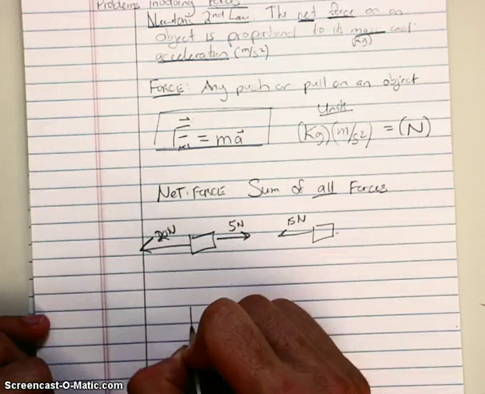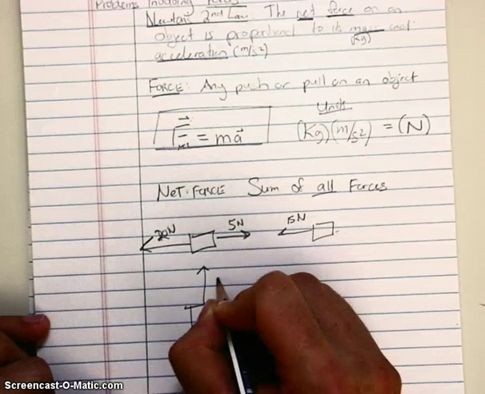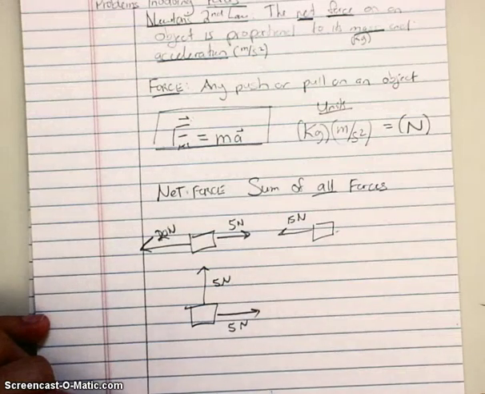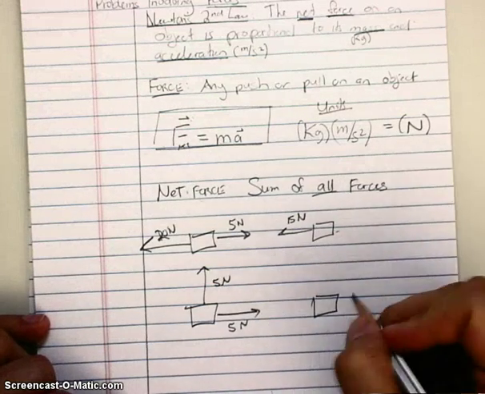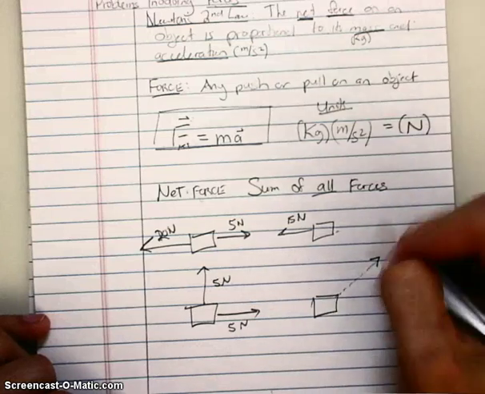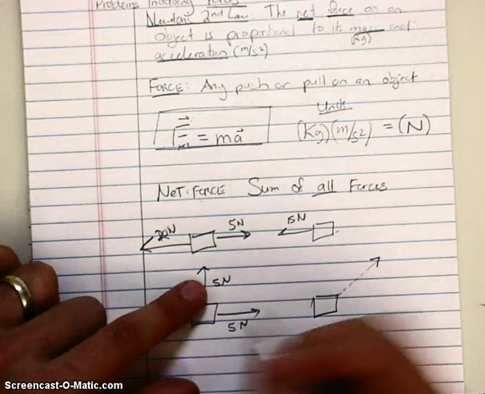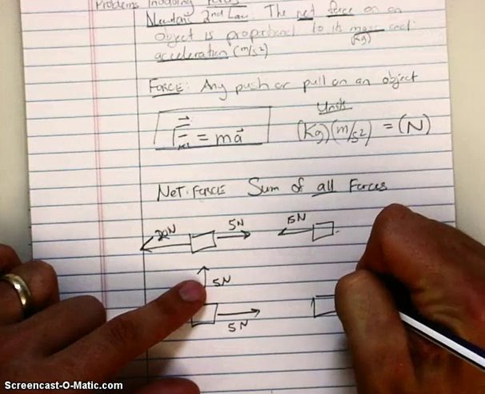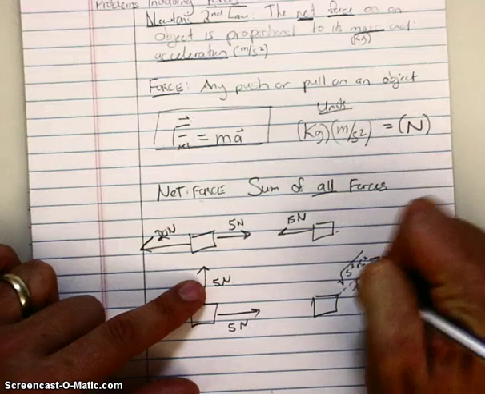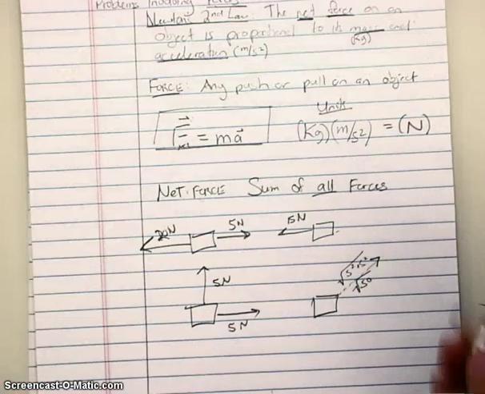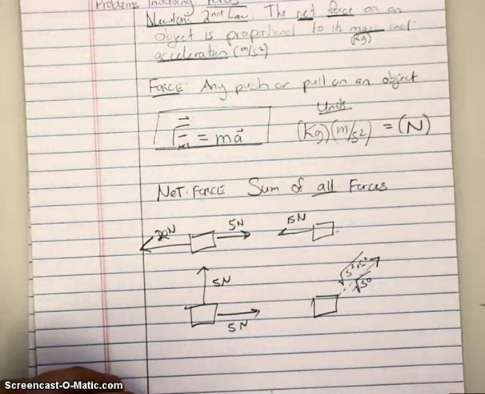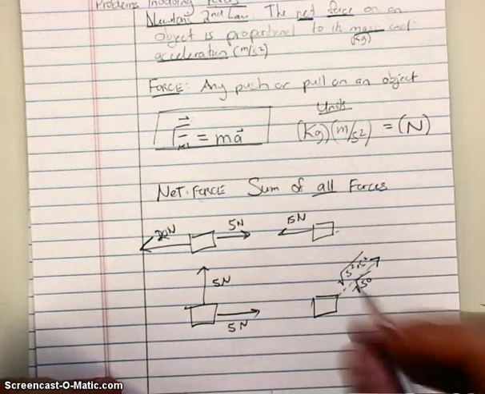Let's say down here in this example, we have a force of 5 newtons up and 5 newtons to the right. The net force is going to be the combination of these two forces, the resultant of 5 and 5. So this is the square root of 5 squared plus 5 squared, which is the square root of 50 newtons. This would be the net force, the sum of all forces.